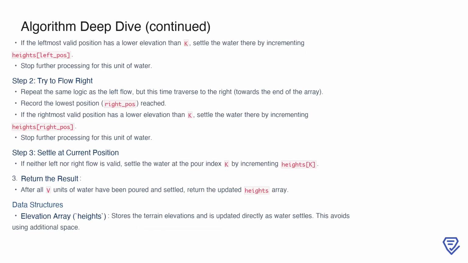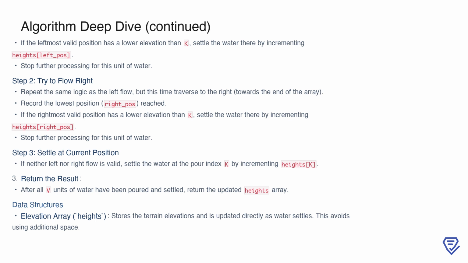Once the initialization is complete, the simulation begins by processing each unit of water. Starting at the pour index k, the first step is to attempt flowing left. This involves traversing backward from the current position while the elevation continues to decrease. If a lower elevation is found, we record that position as left_pos. If the leftmost valid position is indeed lower than the starting index, we settle the water at left_pos by incrementing its elevation in the heights array.